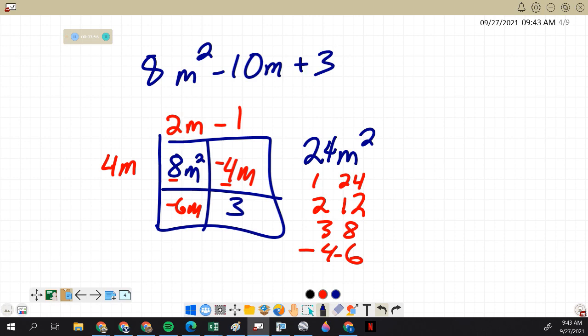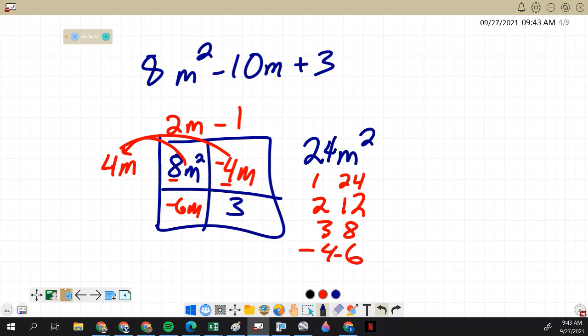So if I take a 4 and an m out of that, 8 is made up of 2 times 4. So if I take the 4 out, I'm left with 2. And m squared is made up of m times m. So if I take the m out, I'm left with a single m. Okay, and if I take the 4 out of there, I'm left with negative 1. And if I take the m out, I'm left with 1. So I took out the 4 and the m, and I'm left with negative 1.